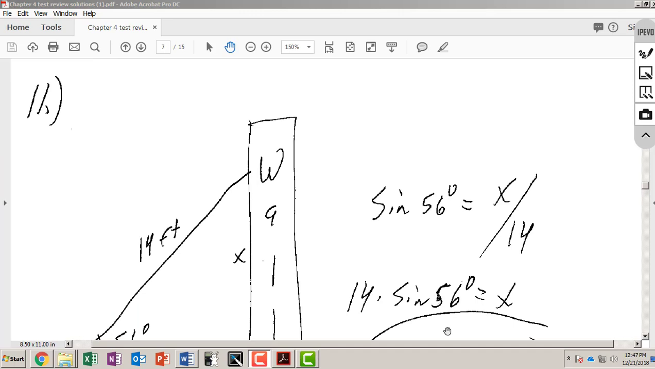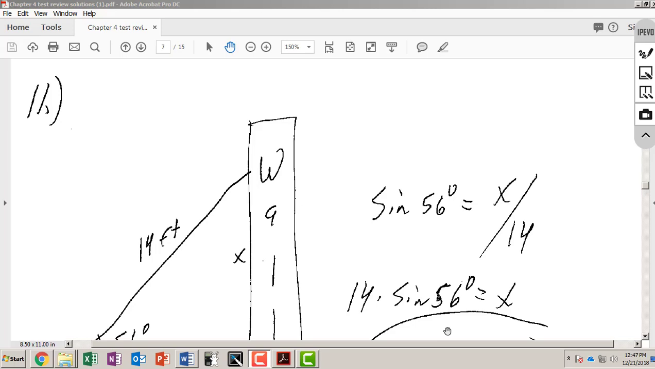Okay, on this next problem, number 11, it says a 14-foot ladder makes an angle of 56 degrees with the ground as it leans against a wall. How far up the wall does the ladder reach? You're going to notice on numbers 10 and 11, we're using our right triangle trigonometry. There are going to be two problems on your test involving right triangle trigonometry.